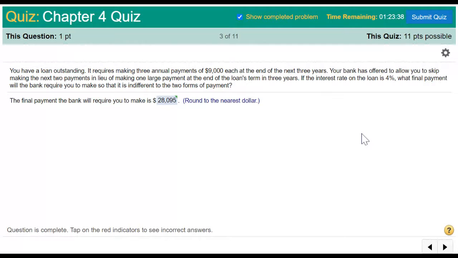All right, so here you have a loan outstanding. It requires making 3 annual payments of $9,000 each, at the end of the next 3 years. Your bank has offered to allow you to skip making the next 2 payments and make 1 large payment. In 3 years, if the interest rate is 4%, what is the final payment you'll be required to make so that you're indifferent between the 2 forms of payment? So here we're going to say n equals 3, IY equals 4, payment is 9,000, you can put negative, and present value is 0, and compute for future value.